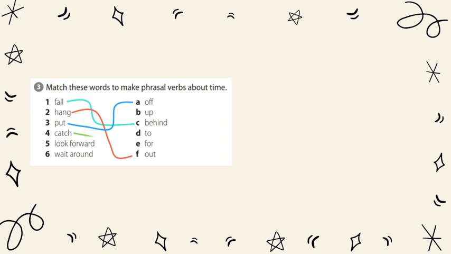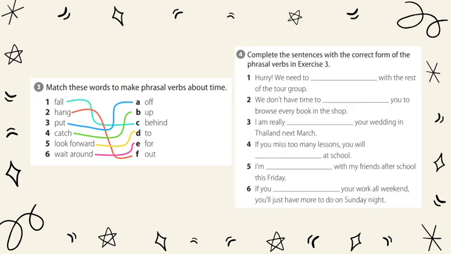Number 4 goes with letter B, and it's catch up. Number 5 goes with letter D, look forward to. And number 6 goes with letter E, wait around for. Exercise number 4 says, complete the sentences with the correct form of the phrasal verbs in exercise 3.